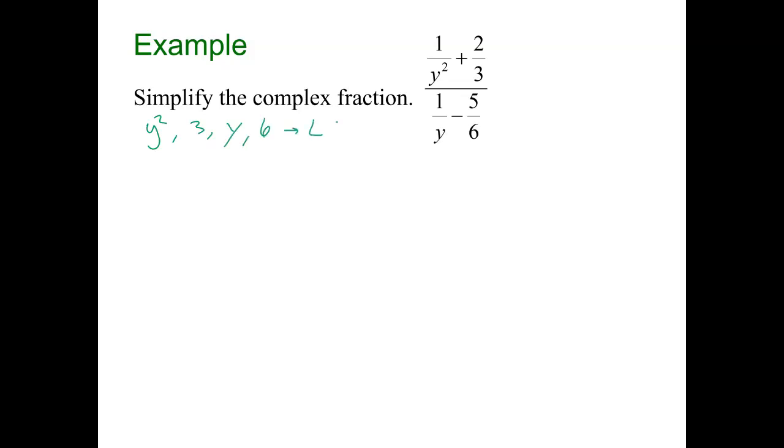What is the least common denominator of all 4 of those going to be? y3. That's a common factor of all of it. I want the least common denominator, least common multiple. Imagine you were trying to do 1 over y squared plus 2 over 3 plus 1 over y minus 5 over 6. All of that together. Okay, so y3 is 9.